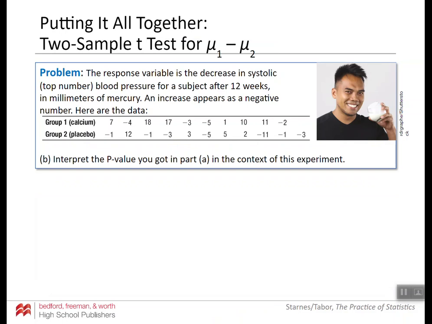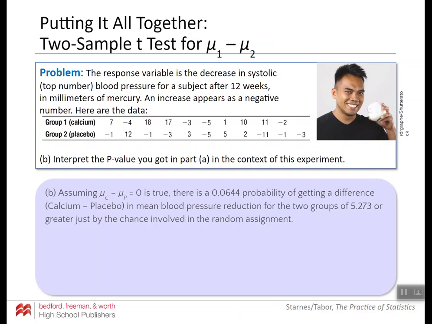Then we want to interpret our p-value. When you interpret the p-value, you always assume that the null hypothesis is true. So assuming that our null hypothesis, mu c minus mu p is 0, is true, then there is a 0.0644 probability, whatever your p-value is, of getting a difference, always specify the direction, calcium minus placebo, in mean blood pressure reduction for the two groups of 5.273 or greater just by the chance involved in the random assignment.